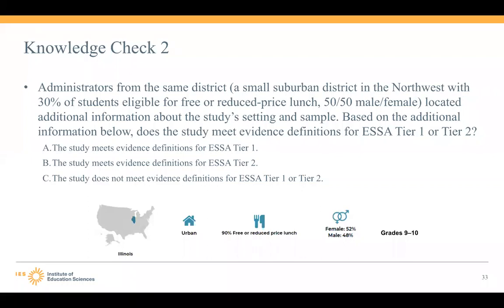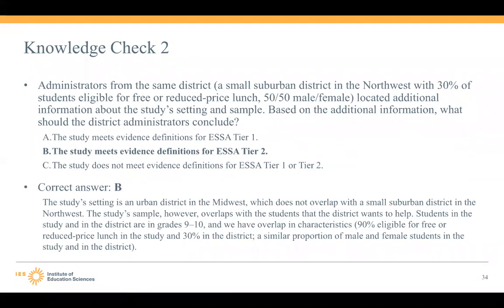Okay, let's take a look at our results, and we seem to be split between B and C. Now, the correct answer for this knowledge check is B. So remember that for Tier 1, both setting and sample have to overlap with the setting and sample of interest. And for Tier 2, only one, setting or sample, needs to overlap.